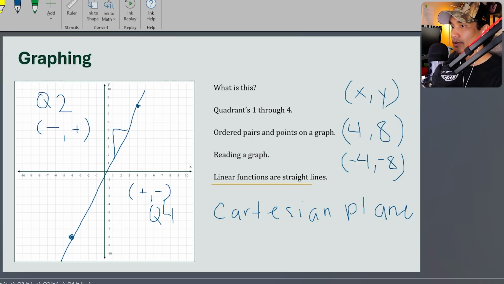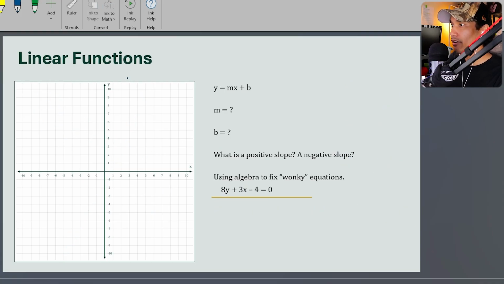All right? So we have linear functions. Linear functions are written in y equals mx plus b, where m equals the slope and b equals the y-intercept. Okay? What is a positive slope? So a positive slope is just when you would go up from left to right. And it's something like this. That is a positive slope.